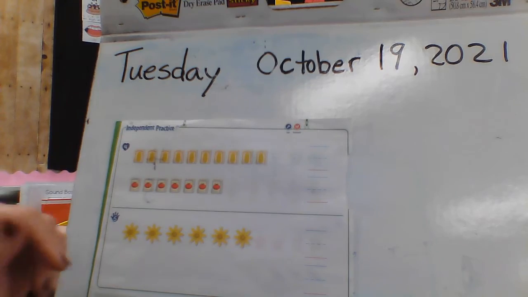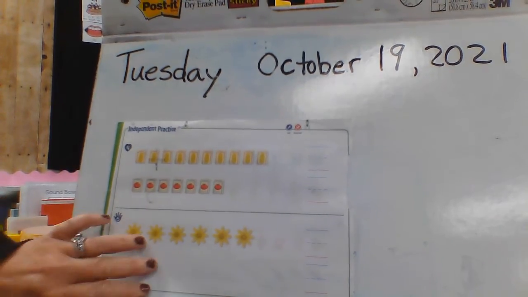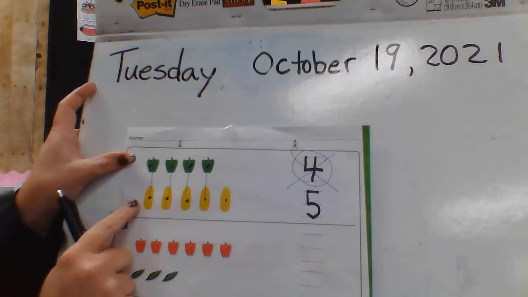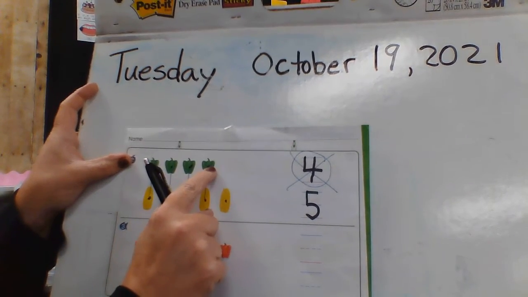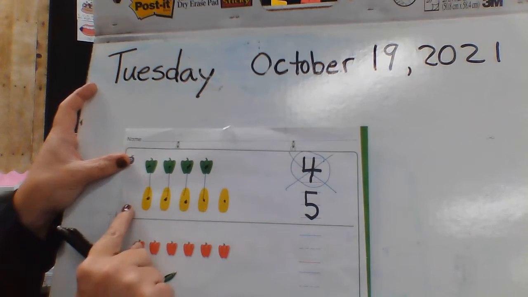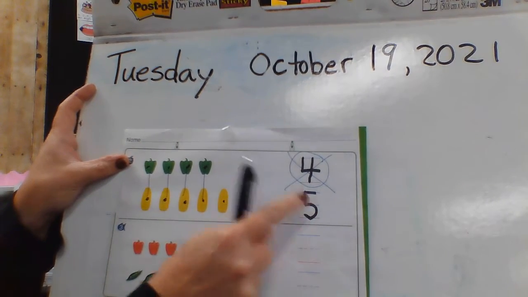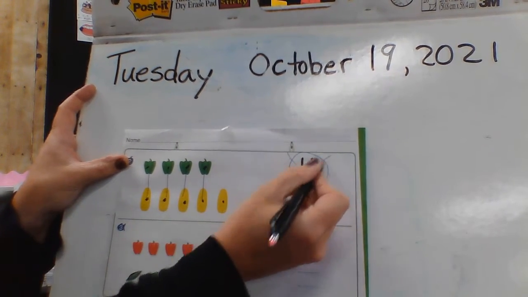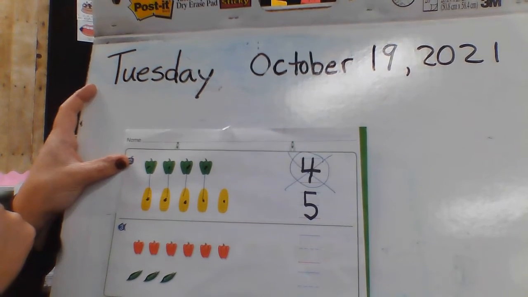You're going to mark an X on the number that is smaller, just like how we did right here with our peppers and corn. We counted our peppers, we had 4. We counted our corn, we had 5. And we put an X over the 4 because 4 is less than 5.